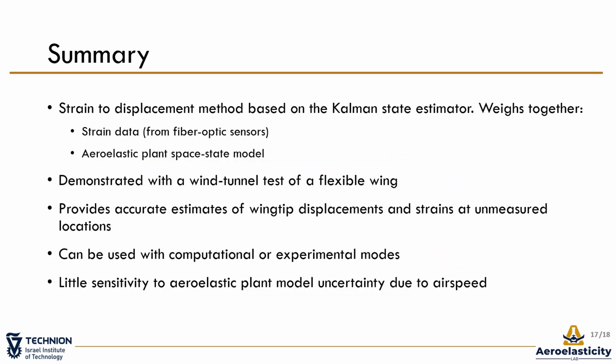To conclude, the study shows a strain to displacement method based on the Kalman state estimator, which weights together strain data from fiber optic sensors and an aeroelastic plant state space model. The method, demonstrated on a wind tunnel model, provides accurate estimations of wingtip displacements and strains at unmeasured locations. Sets of strain modes from different sources can be used, such as finite element model and ground vibration testing. And the method has little sensitivity to aeroelastic plant model uncertainties due to airspeed.